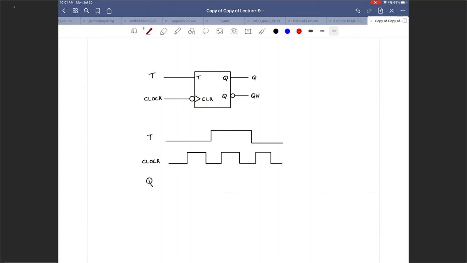Here is an example. We are given a negative edge triggered T flip-flop. We are given the waveforms for T and clock. We are asked to sketch Q. So just to keep things simple, I'm going to again assume that my output starts off at zero, low level. The only times that I need to be careful of are what? Negative edges on the clock, right? So negative edge one, negative edge two, negative edge three, done. So there will be no change in Q until that time.